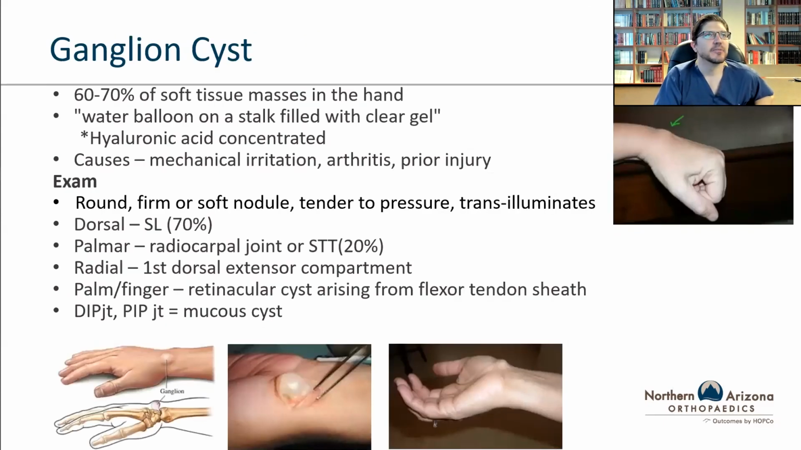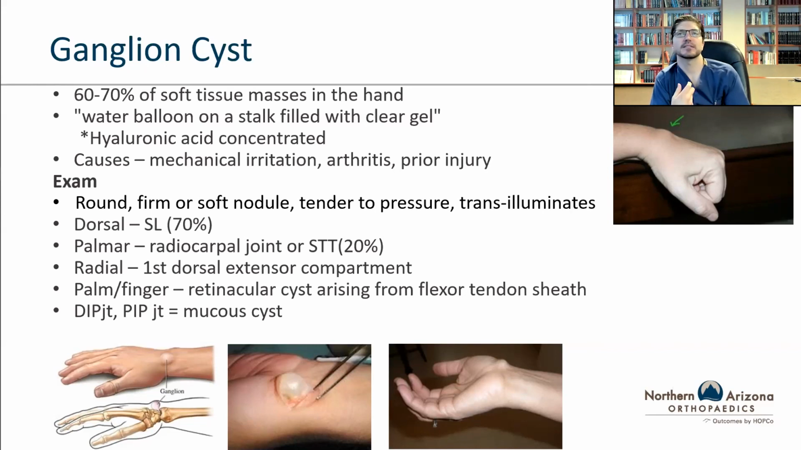Ganglion cysts are a huge portion of those soft tissue masses, about 70% of them. These are lumps and bumps on the back of the hand or wrist or even palm. These are essentially balloons filled with a clear jelly-like fluid with a high concentration of hyaluronic acid. These are usually caused by trauma or mechanical irritation. They sometimes can be found associated with arthritis. On examination, these are firm or soft nodules that are sometimes tender, and they transilluminate, where we flash a light through it, and you could actually see right through it.